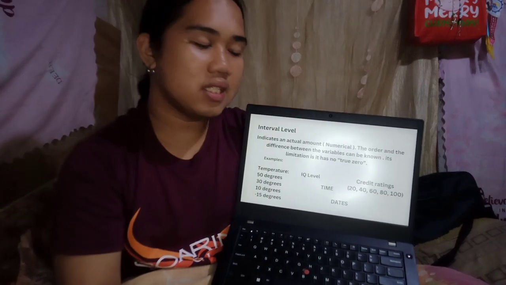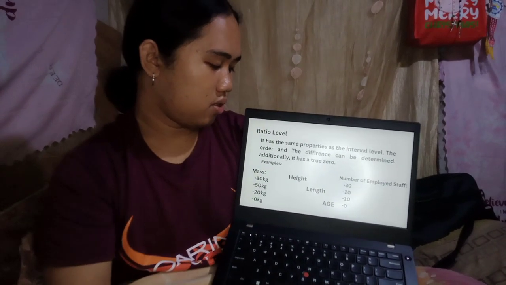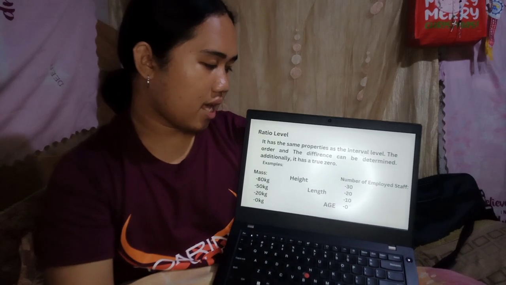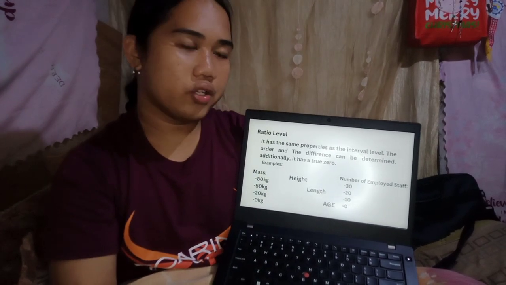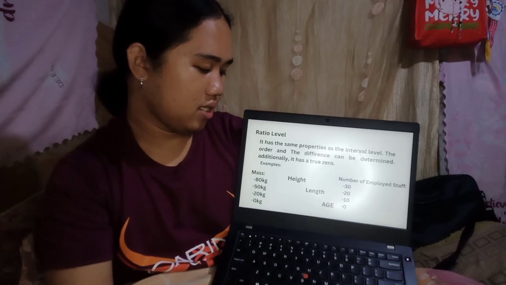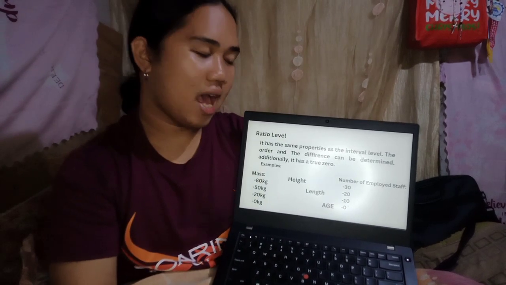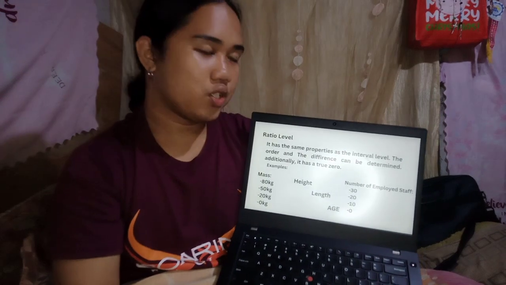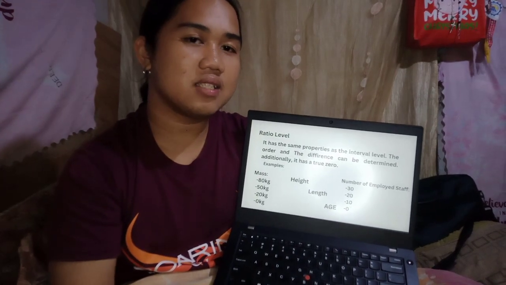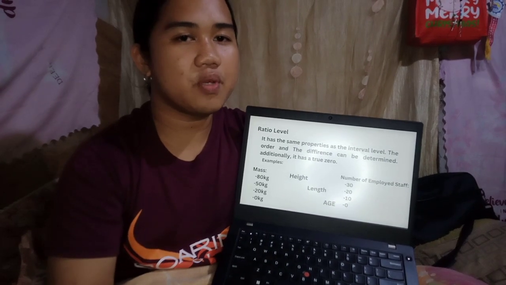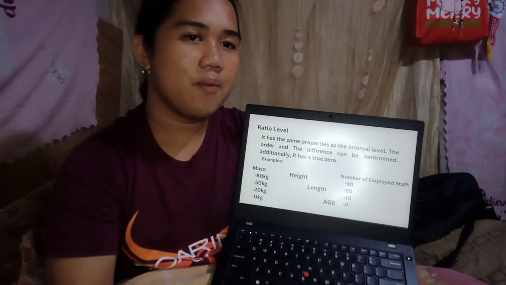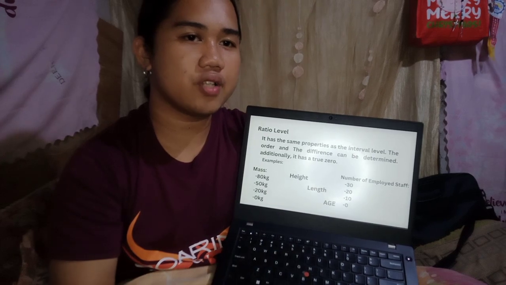Last but not the least, the fourth level. The ratio level has the same properties as the interval level. The order and the difference can be determined. Additionally, it has a true zero. So in ratio level, it has the same properties as interval level. But the only difference between the two is that the ratio level has a zero starting point.